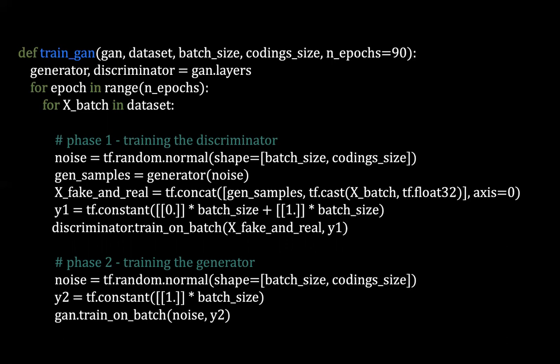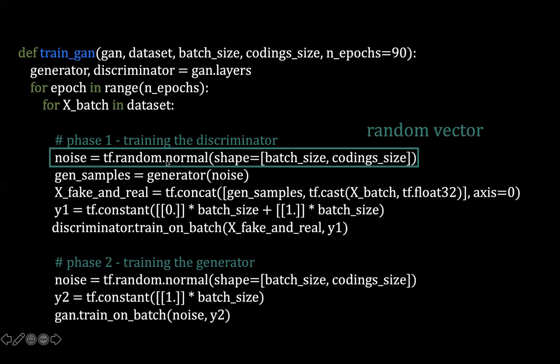We provide this GAN model, the combined model of these two nets, our dataset, batch size, coding size, and number of epochs. For each batch in our original training set, we perform these two phases. Phase 1 is training the discriminator. First, we sample from the normal distribution by tf.random.normal. We need to provide the input shape, our batch size and the coding size that we set, in this case 100. And thus we formulate this random or latent vector, which we call noise.